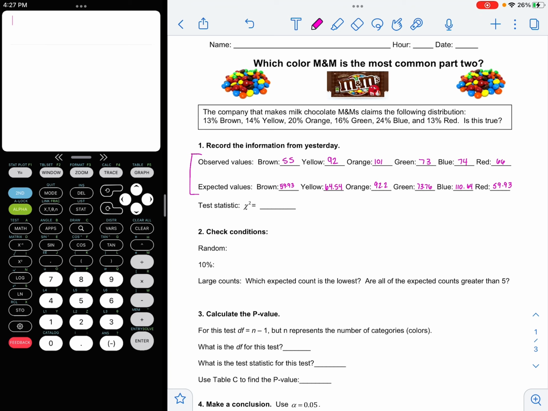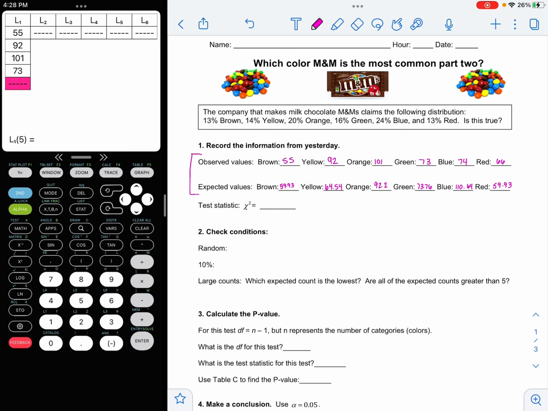So I'm going to go to the lists. If I go to Stat, Edit, that'll allow me to edit my lists. And I'm just going to use L1 and L2. So I'm going to put in my data first for observed in L1. And then the other in L2.